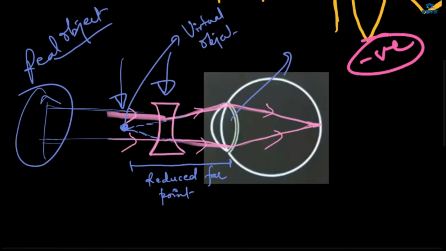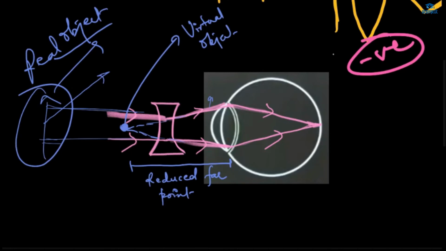Are you getting the point? This is our real object from where the light ray is coming. And then this diverging lens is somewhat diverging this light, so that this lens can get help to form the image of this real object at the retina. But what is the actual theory behind this concave lens that we have placed? If you extend this line, then it will meet somewhere here.